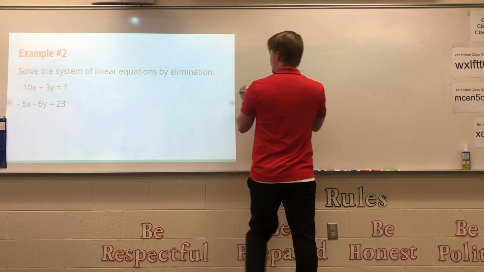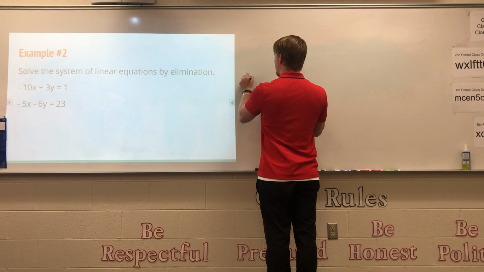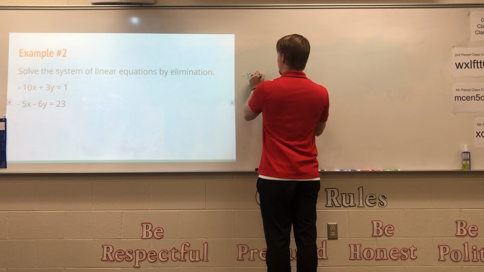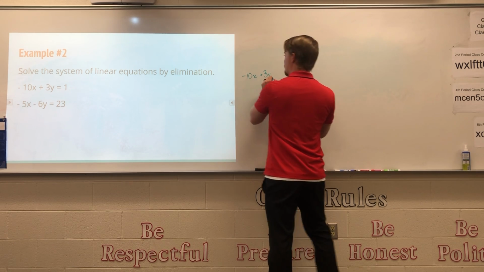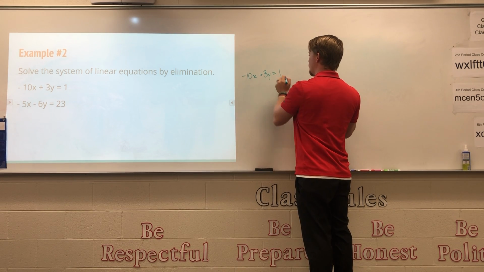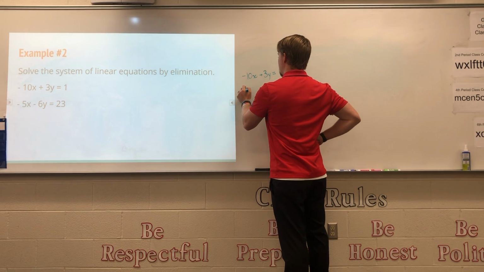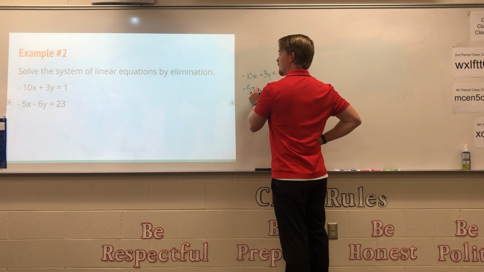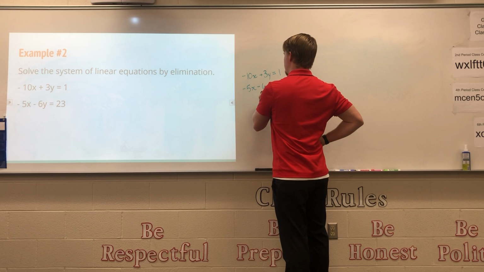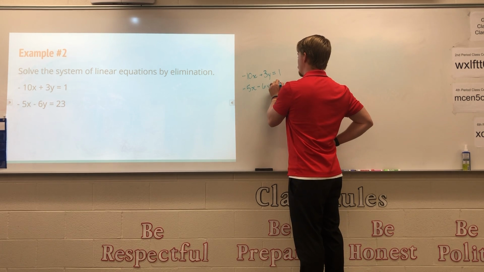So now we have the equations. Negative 10x plus 3y equals 1. And negative 5x minus 6y equals 23.